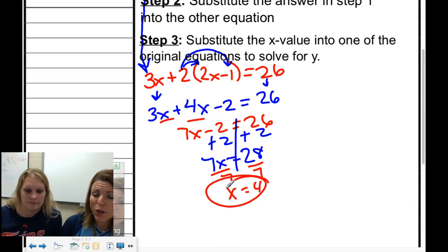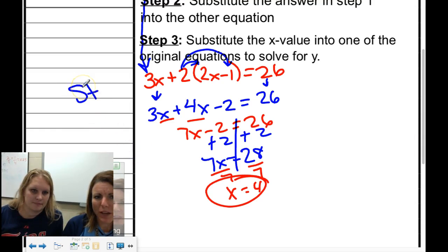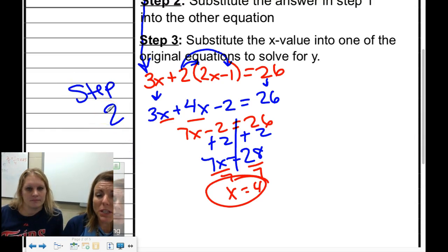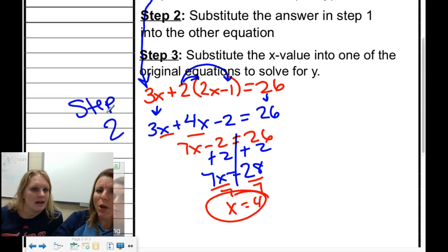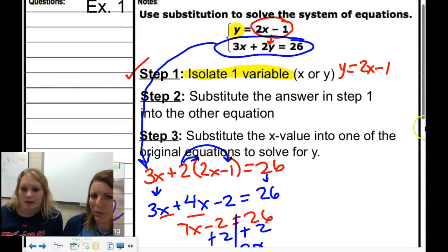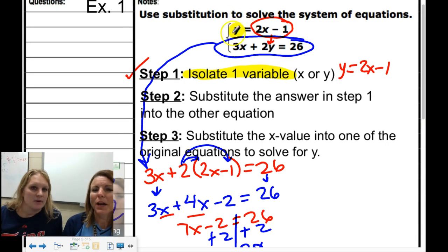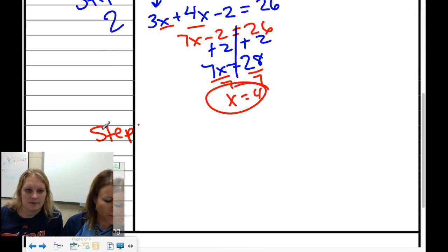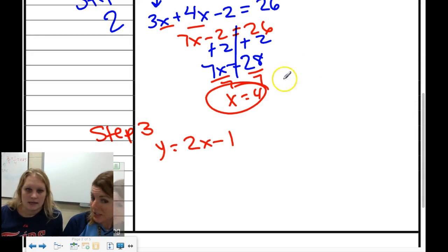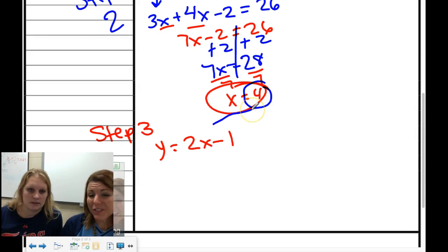So that's our step 2. Let's write step 2 so they can follow these steps. Now step 3 says substitute the x value, which we found, into one of the original equations. If we go back up, what's the easiest one to use? If we want to find what our y is, since y is here, let's plug it into this original one. So we have step 3. Let's label that. It's going to be y equals 2x minus 1. Let's rewrite that. Now we're going to substitute that x into there.